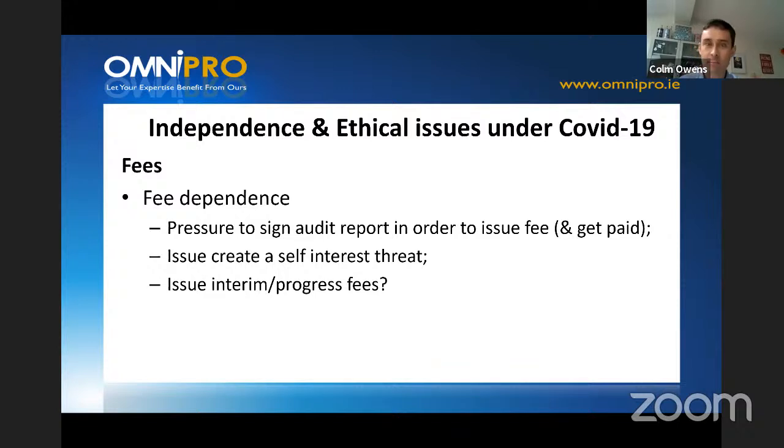But the last point there, you're pushing this obviously is interim progress fees. A simple way out. You don't have to issue the final accounts, but you can issue draft accounts with your fee. Does the fee dependent on having to issue your audit fee cause a self-interest threat? That's just, again, something firms are grappling with. And then the easy way out, issue your progress fee.